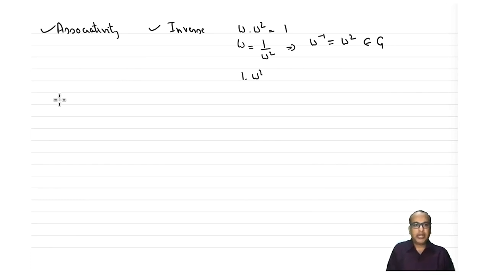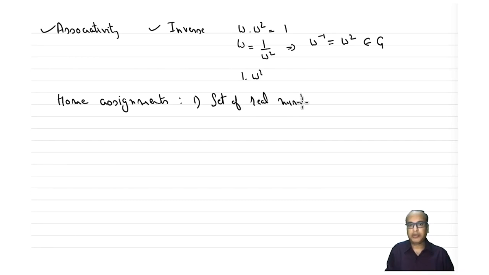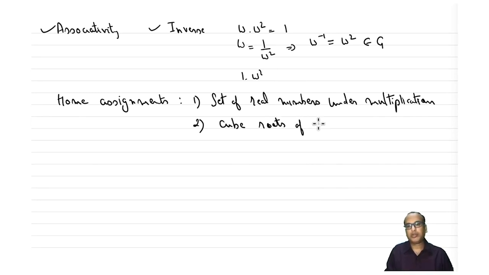Okay, so you can take some home assignments here. One is the set of real numbers under multiplication. Then you can also look at the cube roots of minus 1. We have done it for plus 1, you can do it for minus 1. I think these two examples will be sufficient for you to understand how the four properties are used to define whether a particular set will be called a group or not.